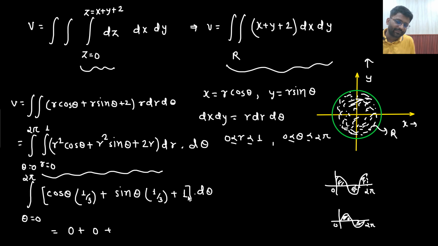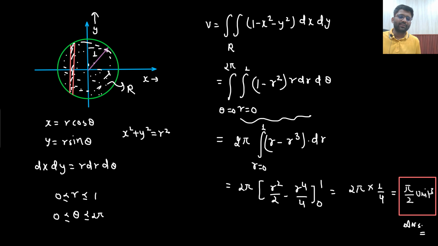What remains is 1 into d theta, which is simply d theta. Integrated from 0 to 2 pi will be 2 pi only. So what is the answer we are getting? 2 pi unit cube. That's the answer. A good answer we are getting and a very good question we have solved. These kinds of questions are expected in your examination in the near future. Okay. So let's see this question again.